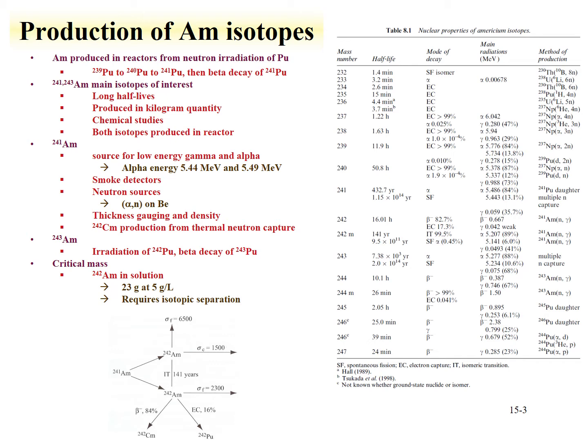One other isotope, americium-242, has a very high neutron fission cross-section. In fact, you can get a critical mass of the americium-242 of about 25 grams at 5 grams per liter. However, to get isotopically pure americium-242, you would have to do some isotopic separation, because it's produced from the neutron activation of americium-241, forming both the ground state and the metastable state, and we see that the fission cross-section is extremely large.